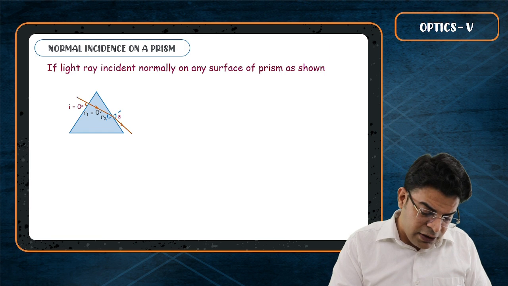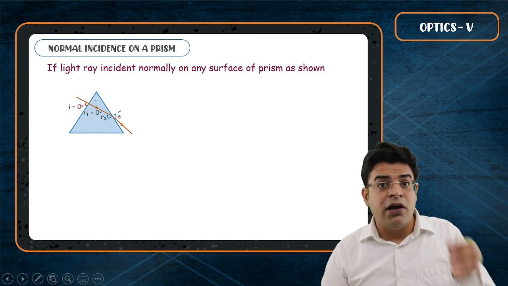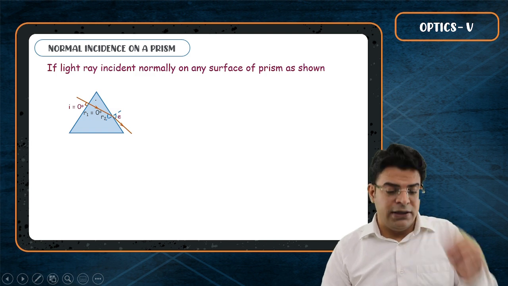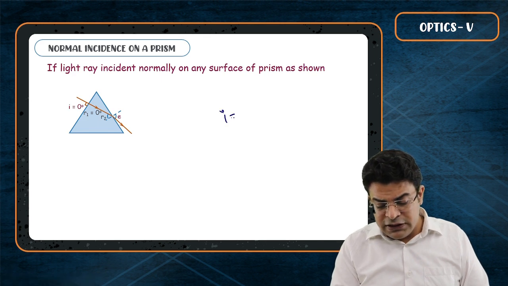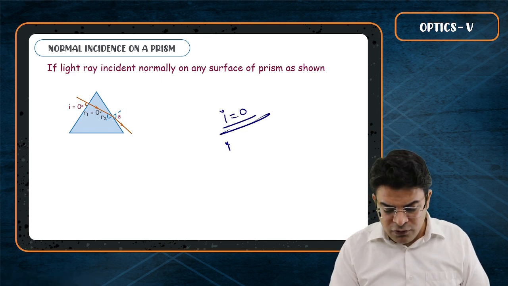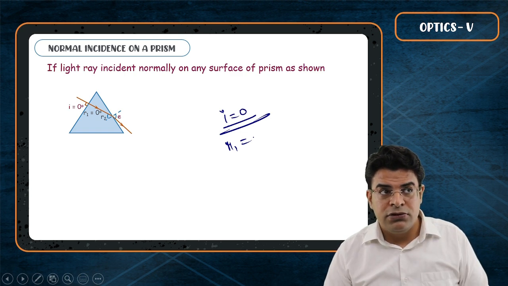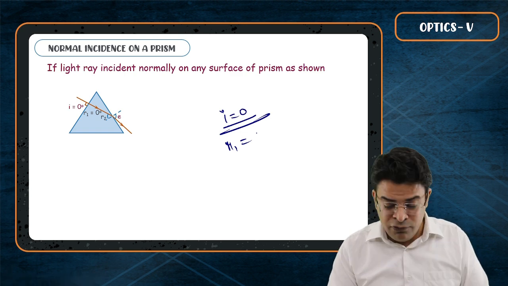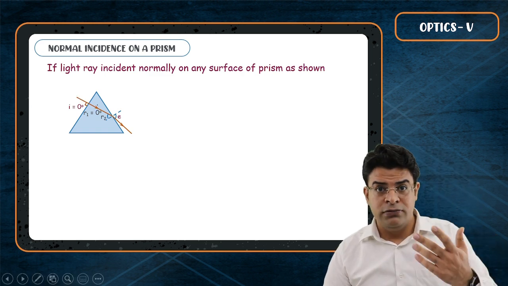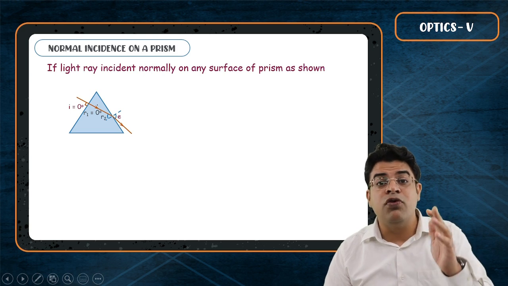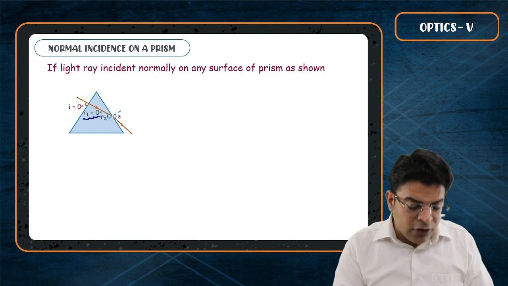So if the ray of light is incident normally on the first surface, then the angle of incidence will be 0. If the angle of incidence is 0, can you tell me what will be the value of R1? Sir, if I is 0, R1 also has to be 0, because you have hit this ray normally, so it won't bend at all. It won't go away from the normal. It won't go towards the normal. It will pass on straight. So R1 will also be equal to 0.